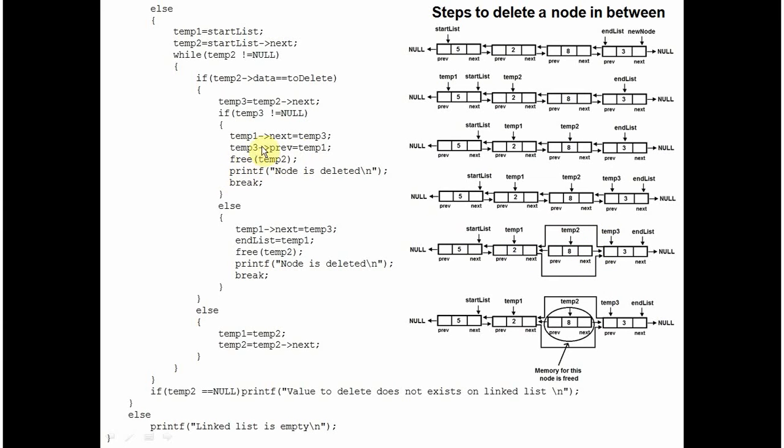Free up the memory allocated to temp2. So you are freeing up this memory allocated to temp2. So this node is deleted, and with the break statement you are coming out of this while loop. Because the node is deleted, there is no need of running this while loop, so it will exit from the while loop.